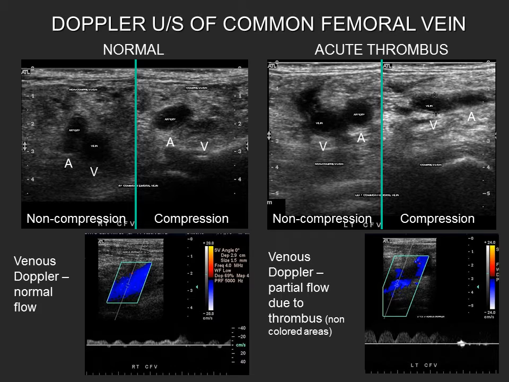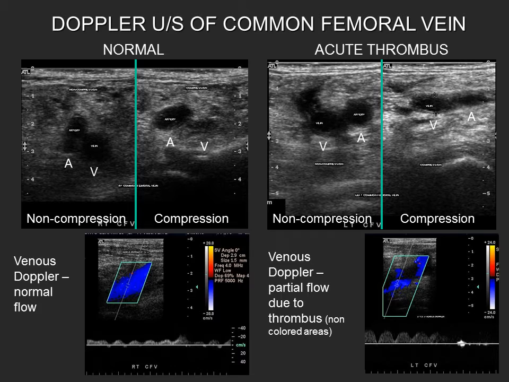An image of normal venous flow is also shown. On the right is an ultrasound image illustrating acute thrombosis of the common femoral vein. Upon compression with the ultrasound transducer, the vein is not fully compressible. Compare this to the normal compressible image on the left.